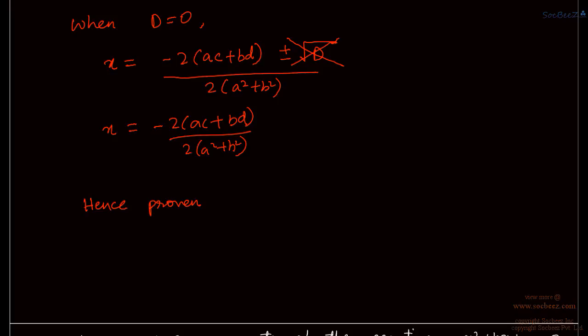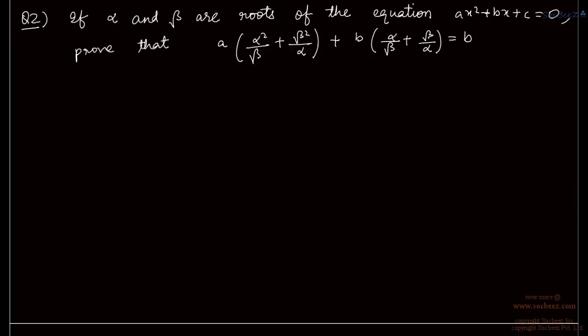Okay, let's move to the next question now. If alpha and beta are roots of the equation ax squared plus bx plus c equal to 0, prove that a times (alpha squared by beta plus beta squared by alpha) plus b times (alpha by beta plus beta by alpha) is equal to b. Now, since we have been provided with the roots and the equation, let's write down the sum of the roots and the product of the roots.